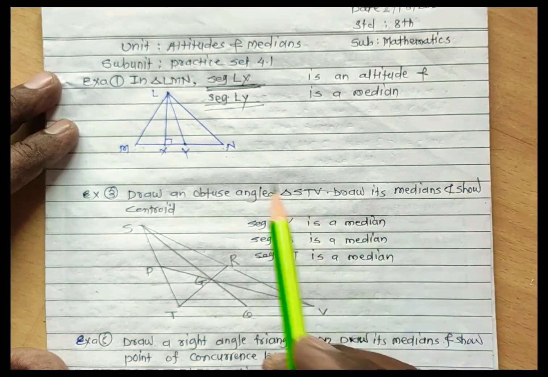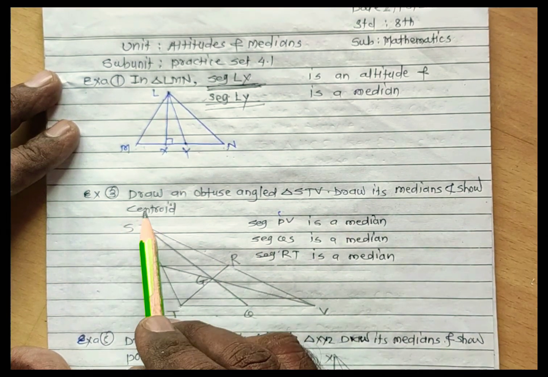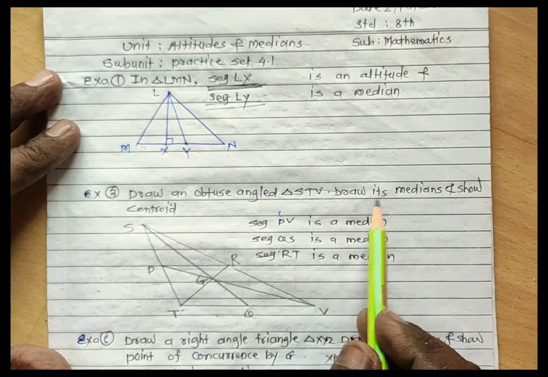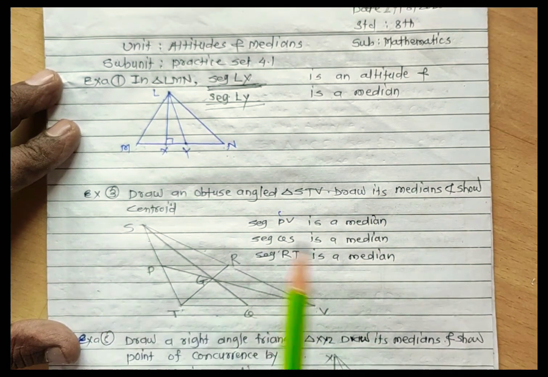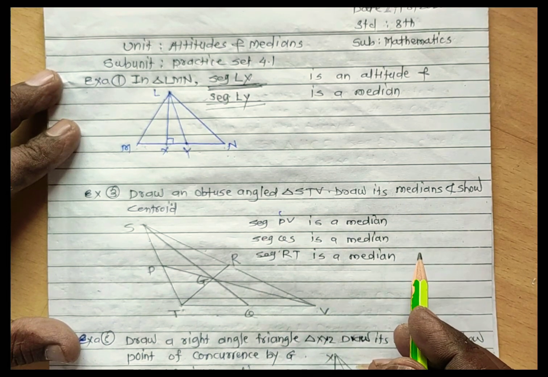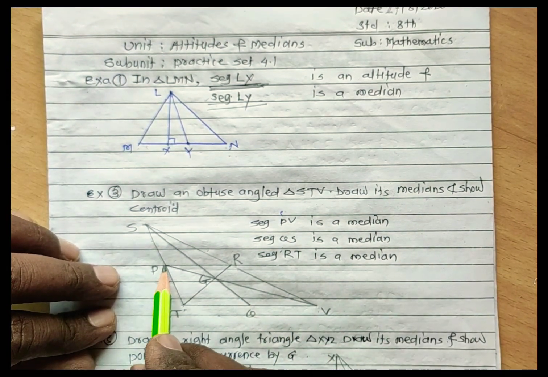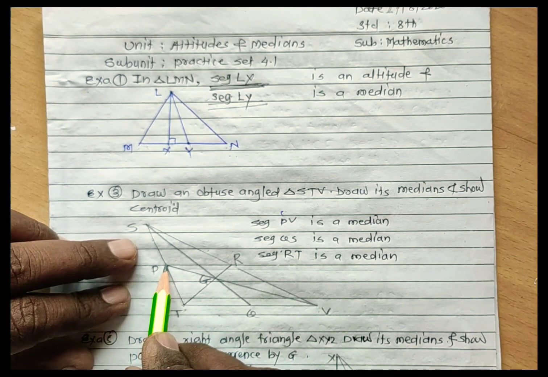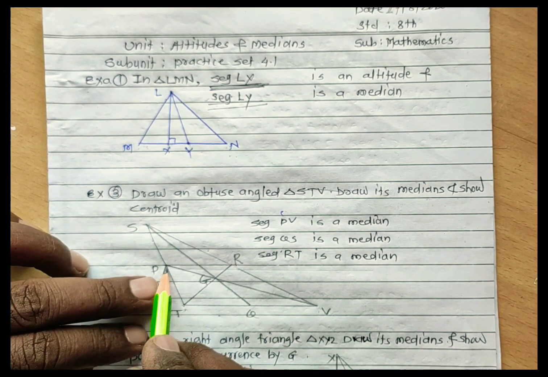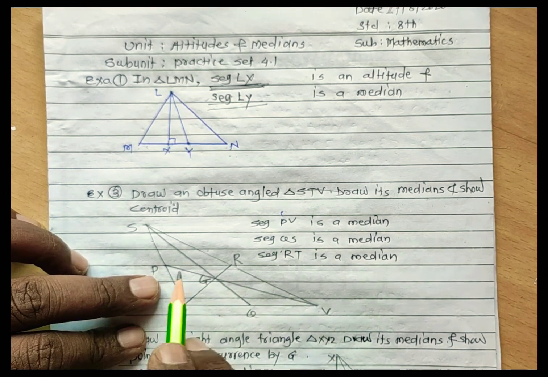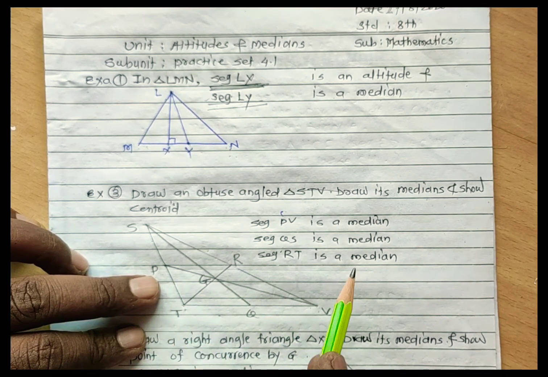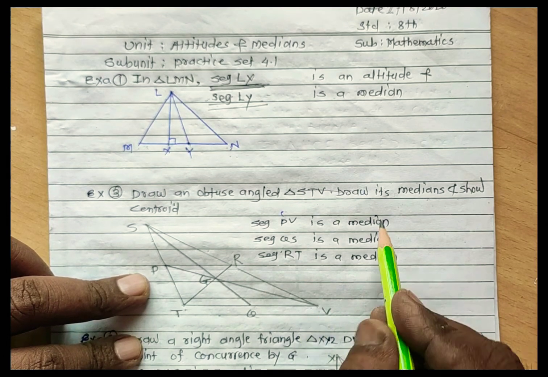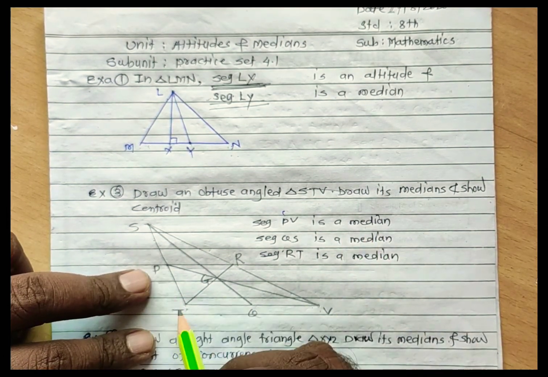Now third question: draw an obtuse angle triangle STV, where angle STV is the obtuse angle. Draw its medians and show the centroid. How can medians be drawn? You take the midpoint of each side, a procedure you already know, and draw a segment to the opposite vertex. That segment is nothing but the median. Now PV is the segment which is a median on this ST side.